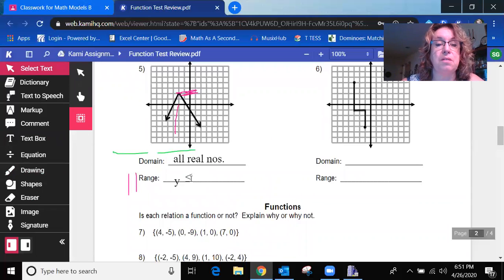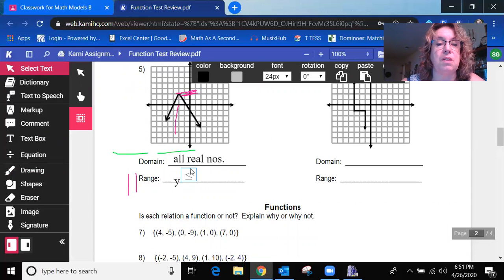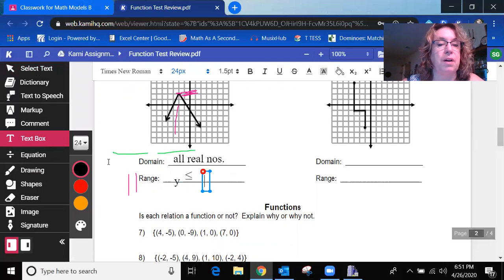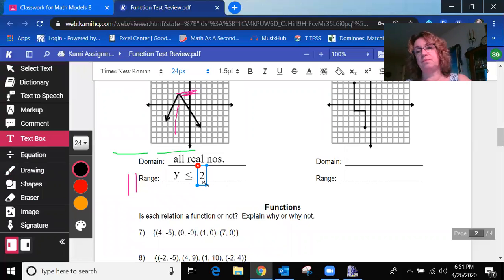But at the 2, it's a solid line, so it's got the little equal sign with it. And our number here is 2. I'm trying to make it perfect, it doesn't care. It's nice when it is on the line. Y less than or equal to 2. And that's the domain and range for this one, from there down.